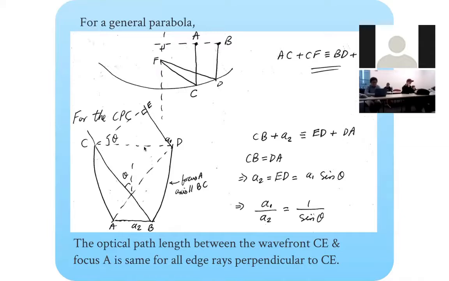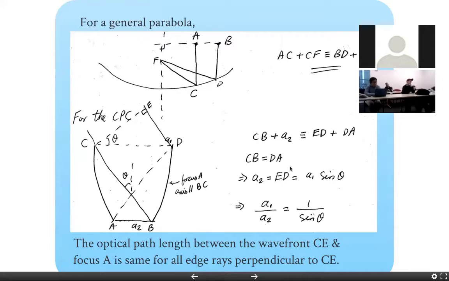But CB, which is this line here, CB is equal to AD, right? Just from the symmetry, you can see CB is equal to AD or DA. And A2 should be equal to AB, so ignore the earlier mistake. A2 is equal to A1 times sine theta.